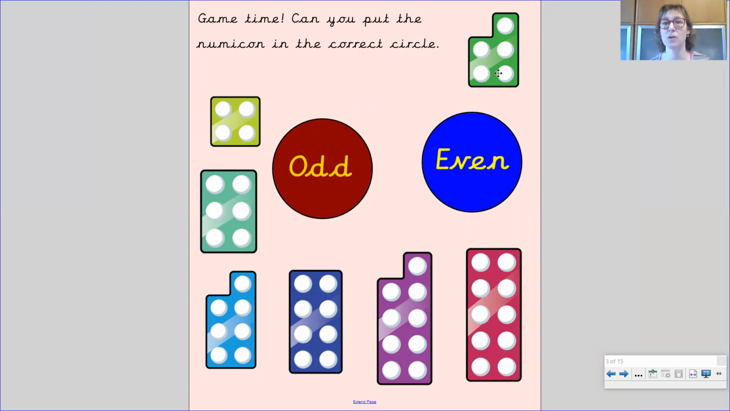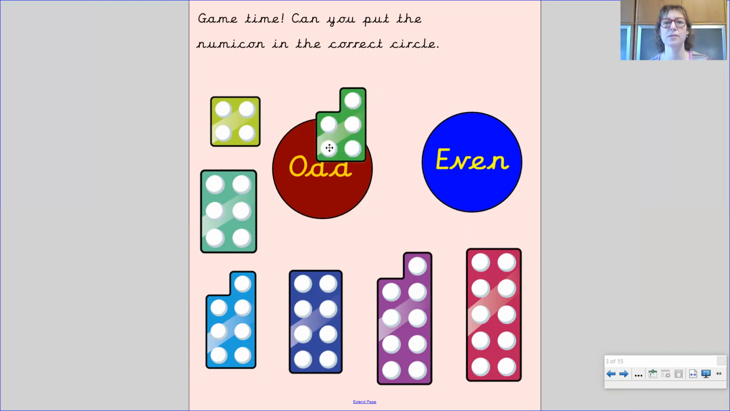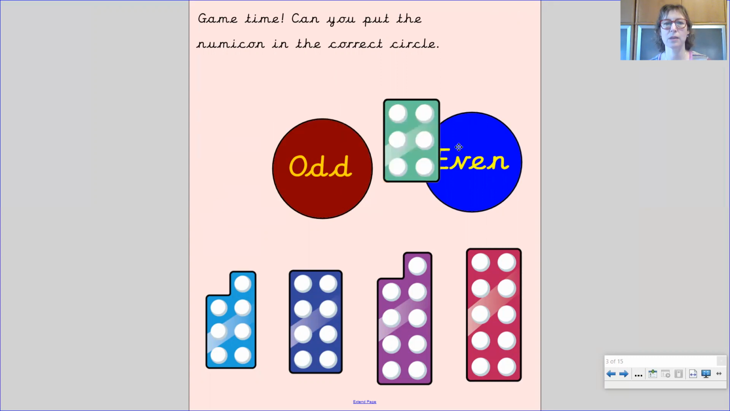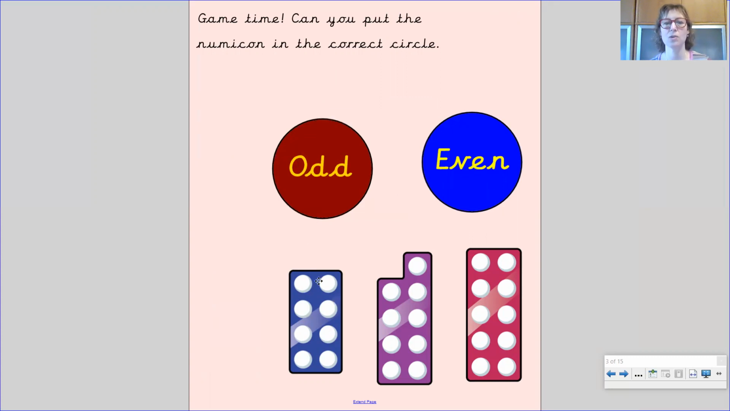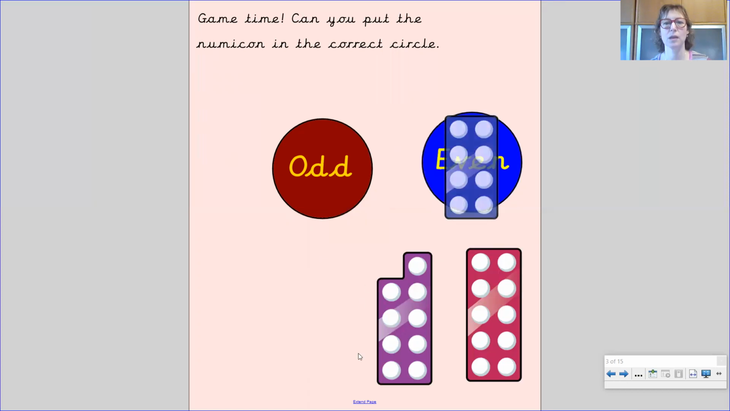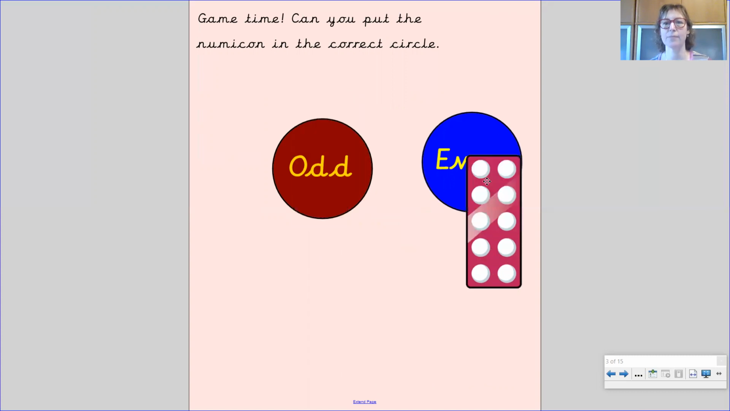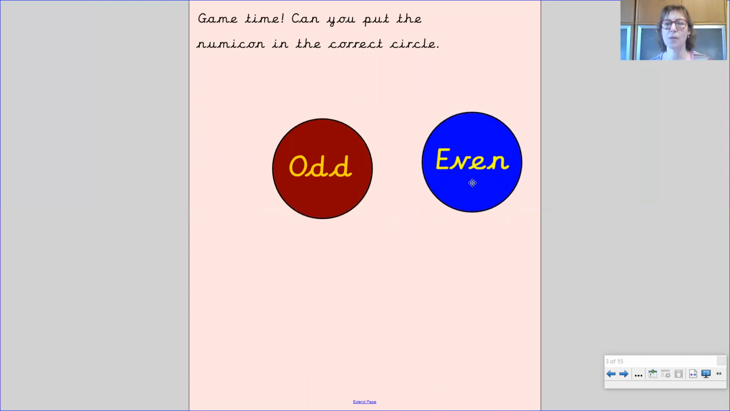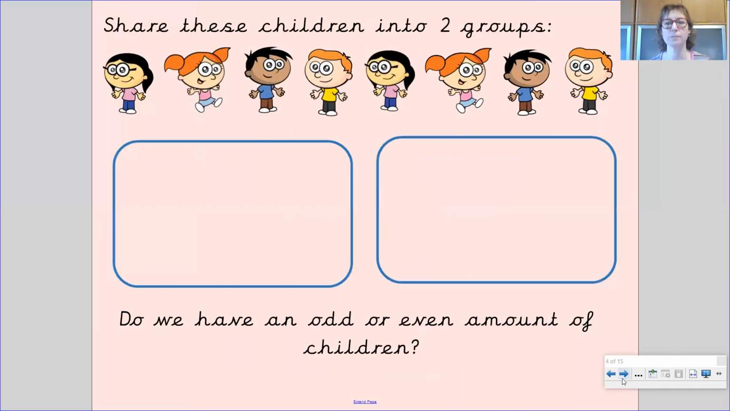We have 5 over here, odd or even? Excellent, because it's got that bit sticking out at the top. Odd or even? Even. Odd or even? Excellent. Odd or even? This is 7. Even. Oh, no, it's not. Odd. Odd or even? And again, we can see because it's got the bit sticking out at the top, and 10 is even. So our numbers go 1, odd, even, odd, even, odd, even. It's like a pattern that goes on forever and ever and ever.